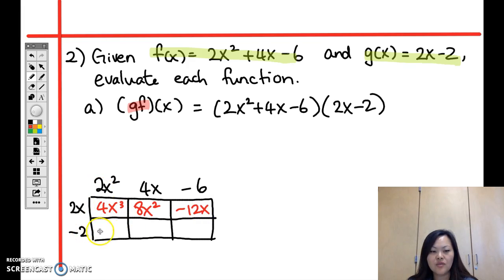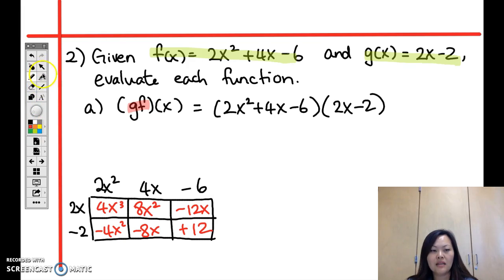2 times negative 2 is negative 4, and then we have x squared. There's no x's here, so you can just bring it down when you multiply. So 4 times negative 2 is negative 8 with the x. Don't forget the x here. Negative 6 times negative 2 is a positive 12.